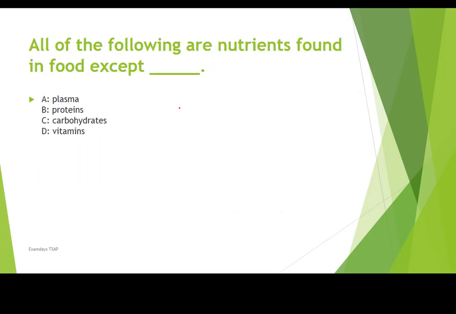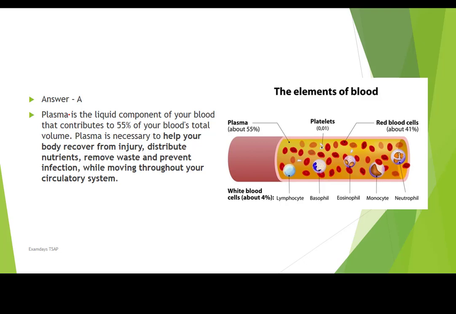Moving on to the next question: all of the following are nutrients found in food, except which one? Except means not. A, plasma; B, proteins; C, carbohydrates; D, vitamins. We can find proteins in food, carbohydrates in food, vitamins in food. Plasma is not available in food. So that is the answer.